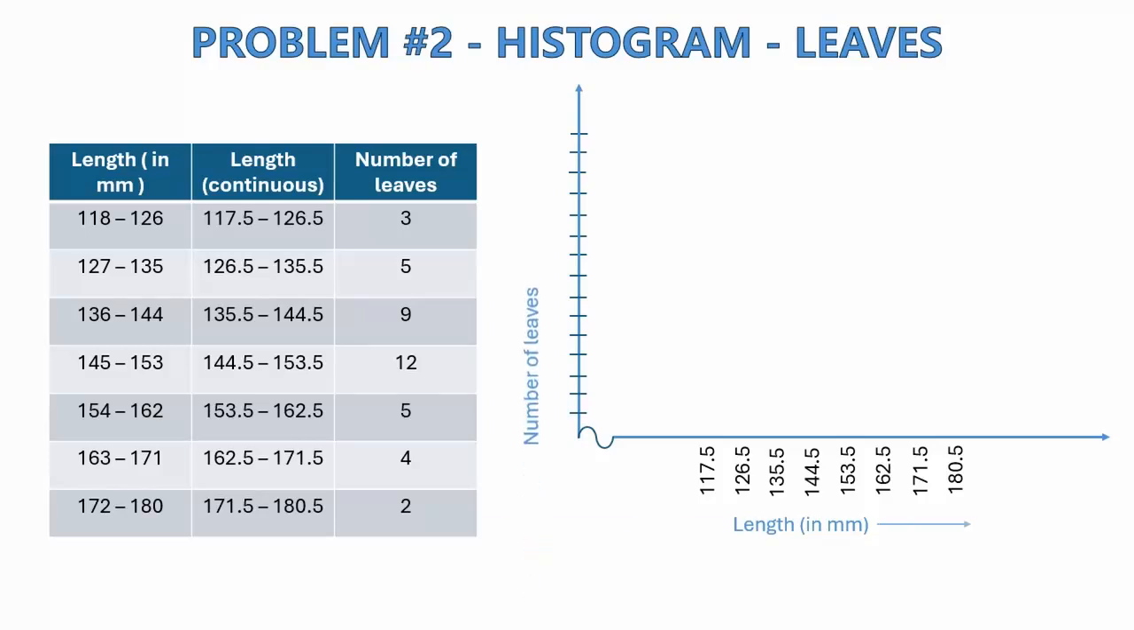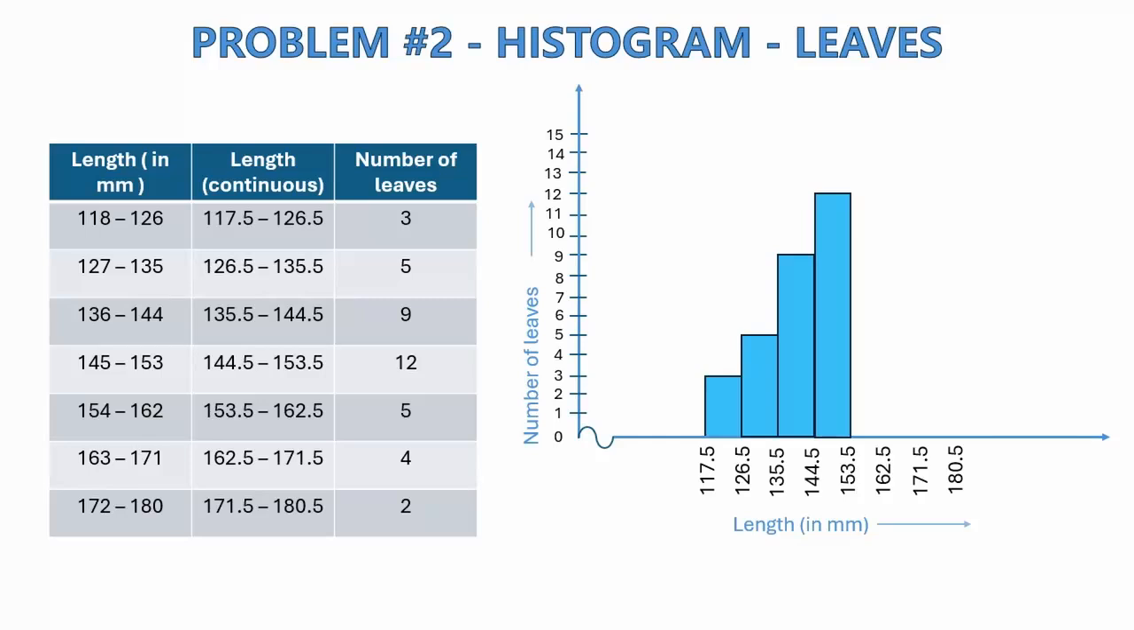Okay, so in this, the number of leaves can be plotted along the y-axis, right? So in this, from 117.5 to 126.5, we have 3 leaves. Next interval 5 leaves, next interval 9 leaves. Okay, so 135.5 to 144.5, next interval 12 leaves, right? Next interval 5 leaves again, then 4, and then 2 leaves.